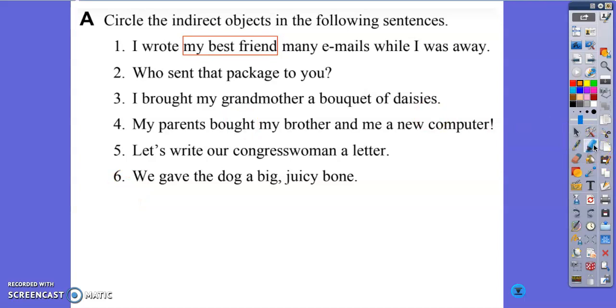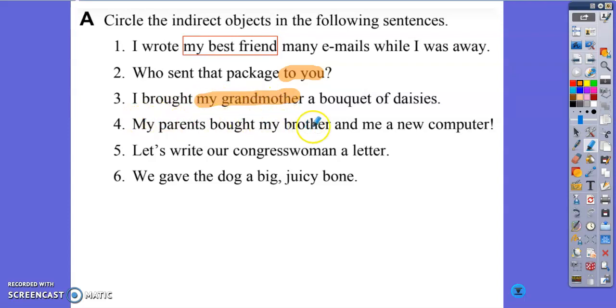Okay, welcome back. Number 2, who sent that package to you? So who did we send the package to? To you. I bought my grandmother a bouquet of daisies. So who did I bring the bouquet of daisies to? To my grandmother. So my grandmother is the indirect object.